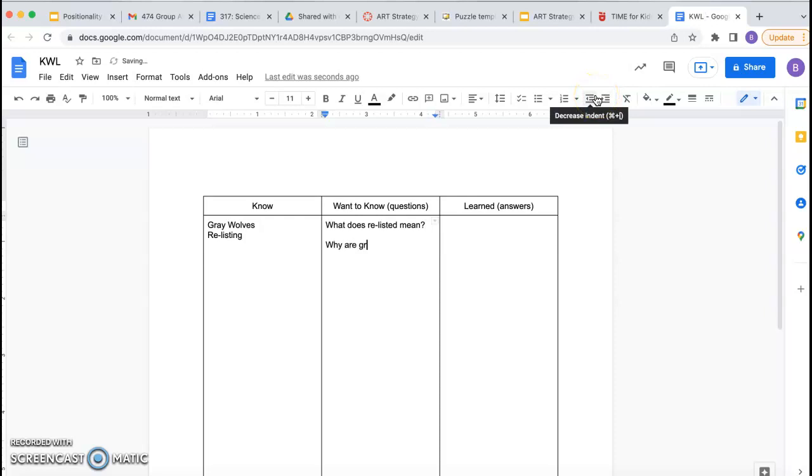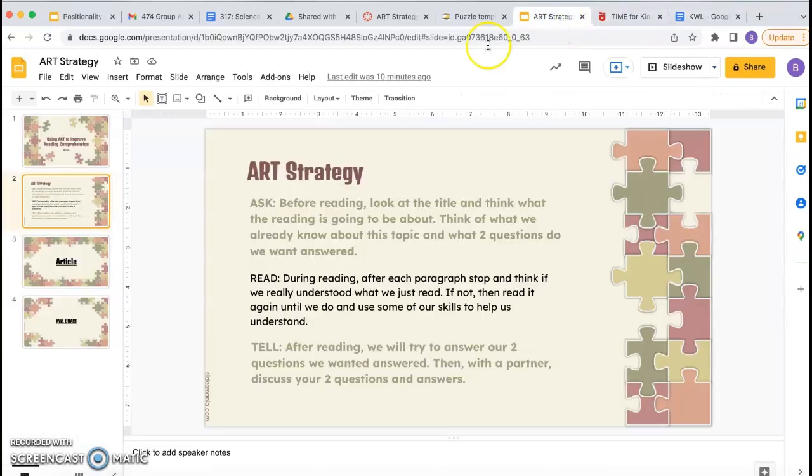Why are gray wolves being relisted? Okay, so now that I know what the topic is going to be about in the reading, and I have my two questions, this is when we can go to our next part of the strategy.